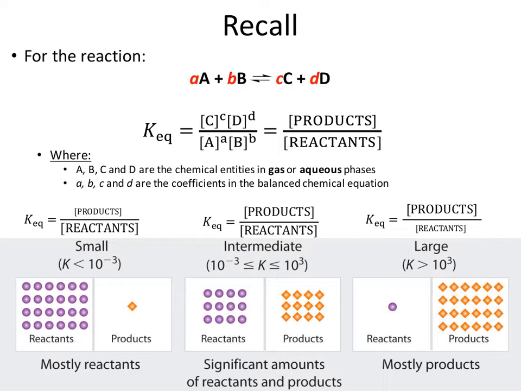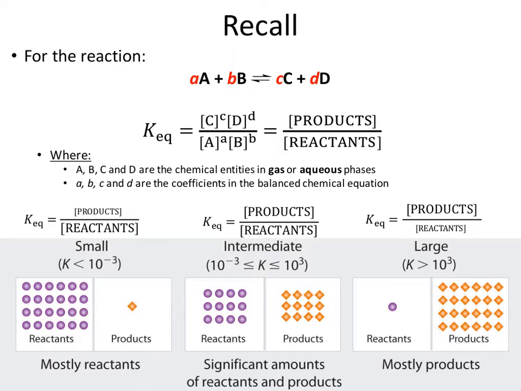Now remember what this K equilibrium means. It looks at the ratio between the products and the reactants at equilibrium, therefore the K equilibrium. And remember that K equilibrium is just a generic expression. It could be Kc, Kp, Kw, etc. But the main thing is that it always looks at the ratio between your products and your reactants.